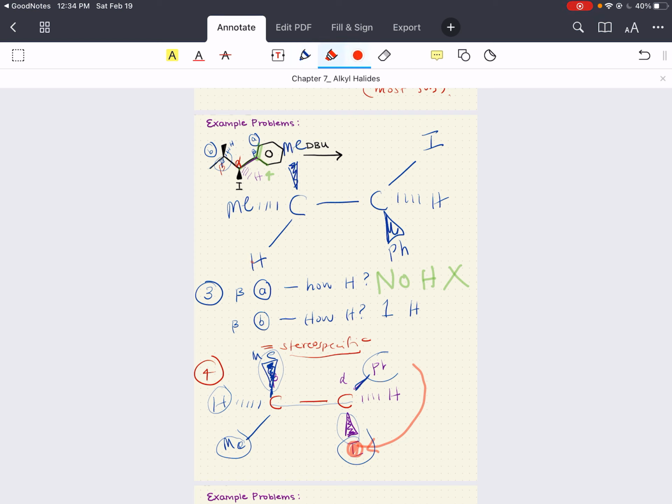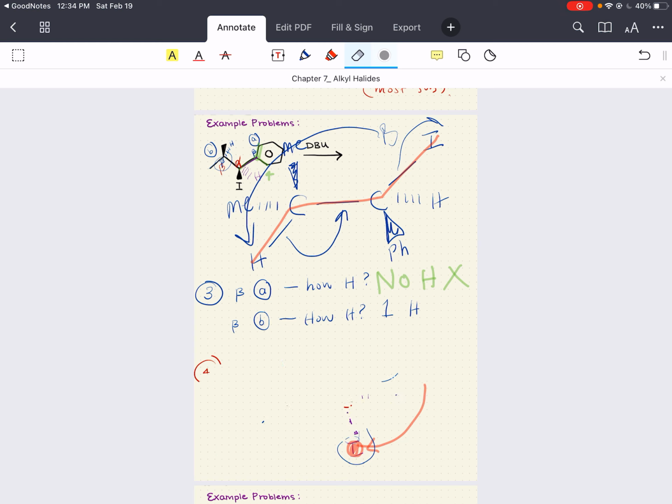And perfect. Look how our hydrogen and halogen are anti-periplanar. They're right across from each other. That means that our base can come in, steal a hydrogen, the hydrogen dumps its electrons to form a double bond here, and the iodide leaves. So now let's draw our final product, what that's going to look like.